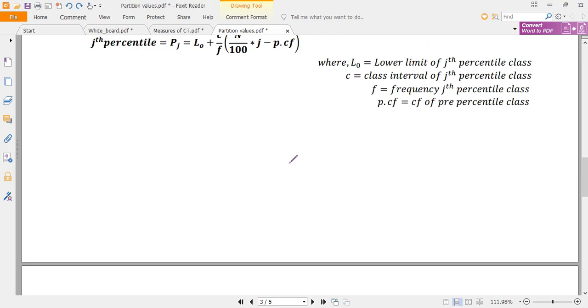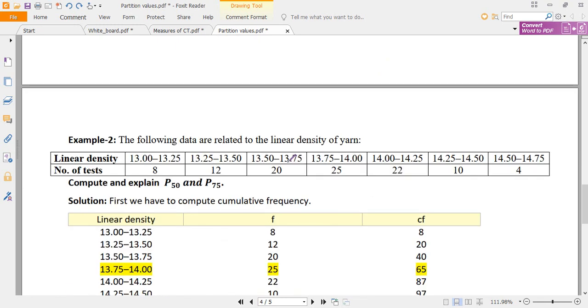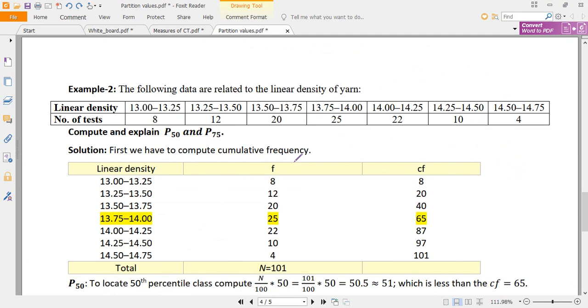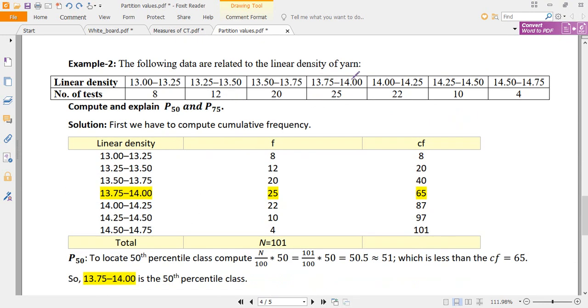So let's go to an example to understand the formula. Here is the distribution of linear density of yarn, and this is the number of tests, which is the frequency f. So here is the distribution which is given, and the total is 101.